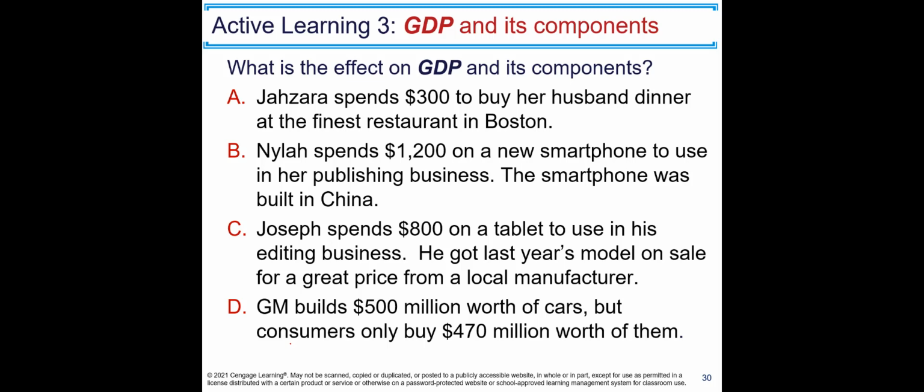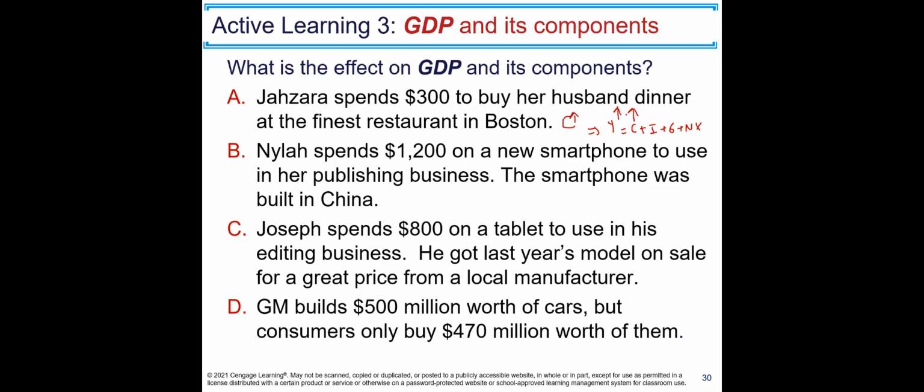Yazara spends 300 to buy her husband dinner at the finest restaurant in Boston. This is a consumption, right? Because what a household spends in a restaurant is consumption. Consumption is going to increase. Therefore, the GDP increases. Remember, Y is equal to C plus I plus G plus net exports. C increases, therefore GDP increases.